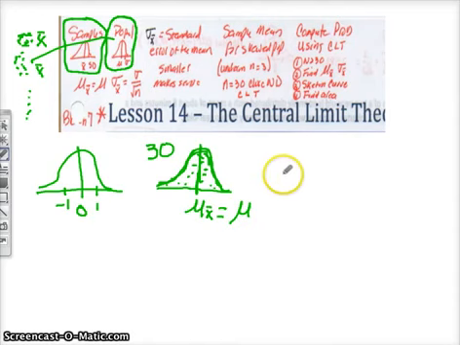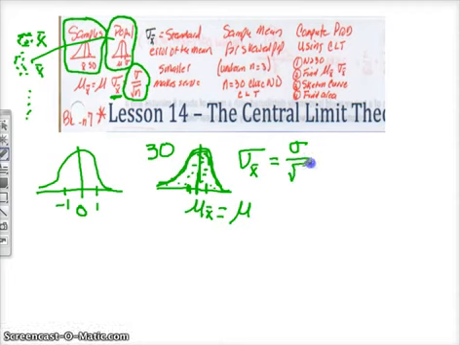And also, the standard deviation here of the sample is what's called the standard error of the mean. So again, I'm right here. And the way to do that is you use this formula, okay? The standard deviation of the sample is going to be the population standard deviation divided by the square root of n.